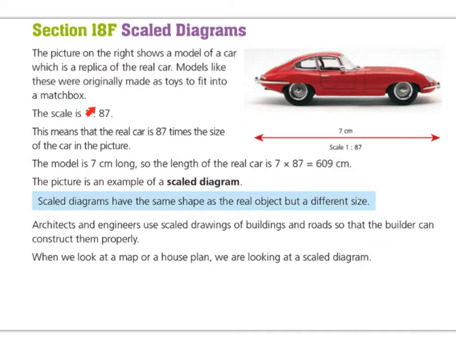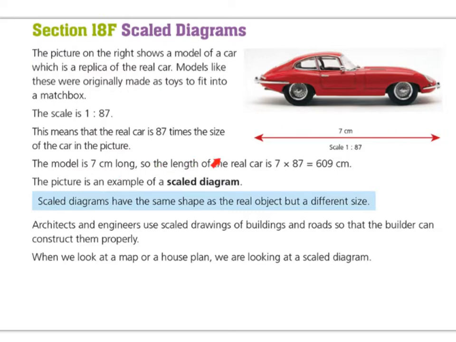The scale is 1 to 87. This means that the real car is 87 times the size of the car in the picture. So the real car is 87 times bigger than this. The model is 7 centimeters long.